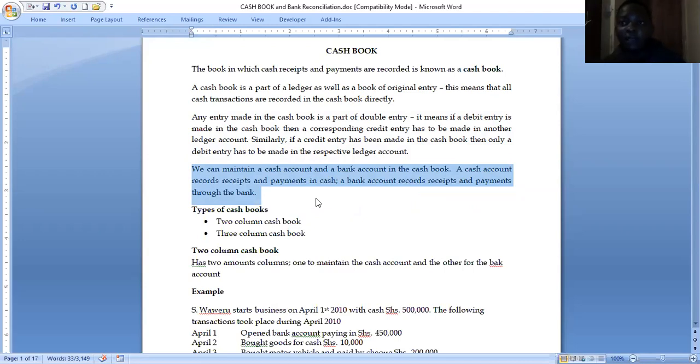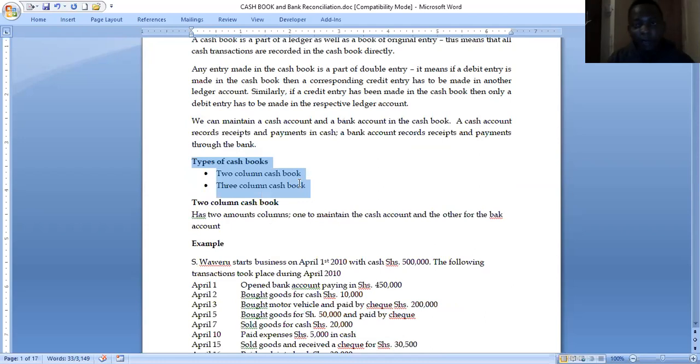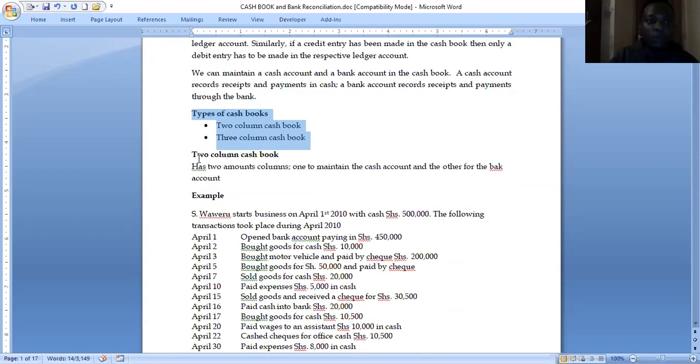Then we have the second type of cash book, that is a three-column cash book, which has three columns. Two of them maintain the cash account and the bank account, and the other column maintains the discounts, that is the discount allowed and the discount received. We shall have examples to illustrate all this. So we have two types of cash books, mainly, a two-column cash book and a three-column cash book. We begin with the two-column cash book.